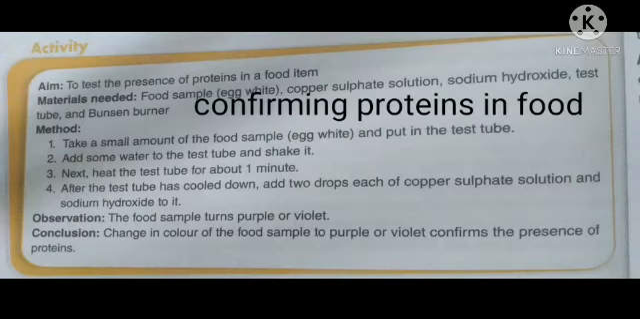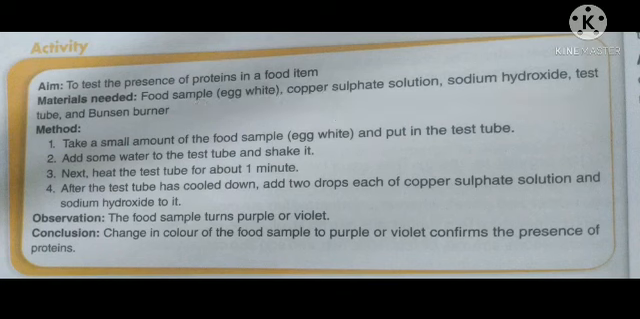Now we are going to test for the presence of proteins in a food item through an activity. The materials required would be a food sample, for example the egg white, the copper sulfate solution, the sodium hydroxide solution, a test tube, and a Bunsen burner.